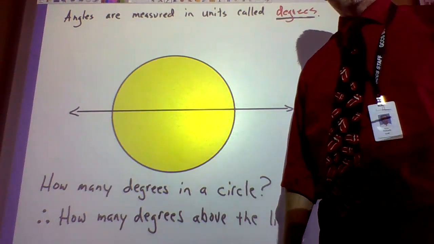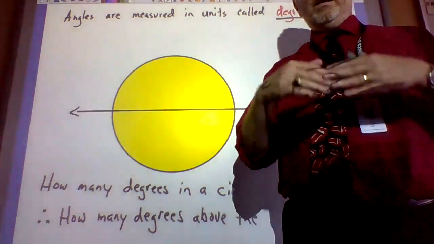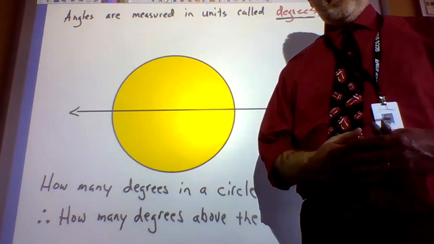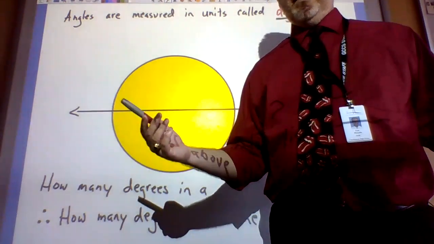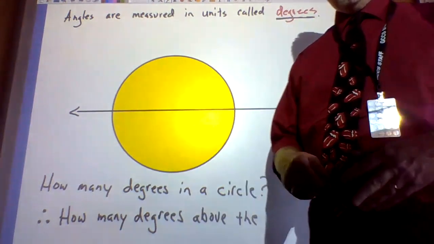How many degrees in a circle? I think a lot of people know it's 360. All right. Who came up with that number? Why wouldn't it be something like 100 or something like that?